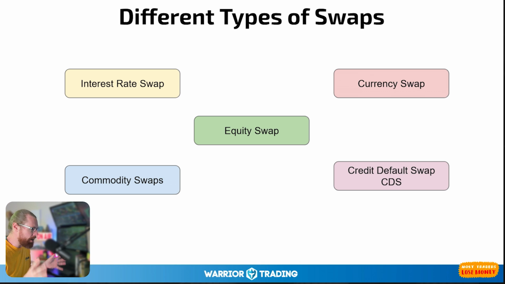Swaps have been around for a long time and they're very common. Interest rate swaps are very popular. Currency swaps are very popular. Commodity swaps, credit default swaps, and of course, equity swaps, as we're going to talk about today. They all share the same general concept of a trade between one party and another, between an investment bank and an institutional trader or a hedge fund.